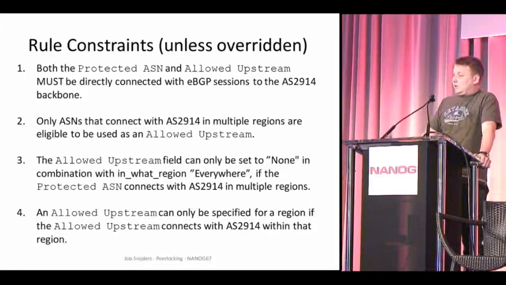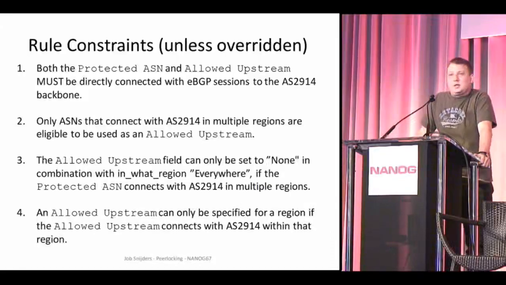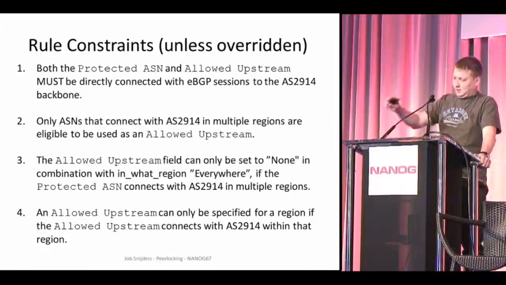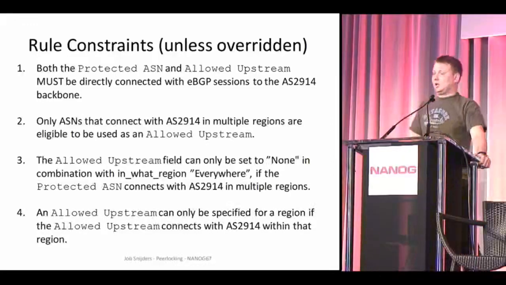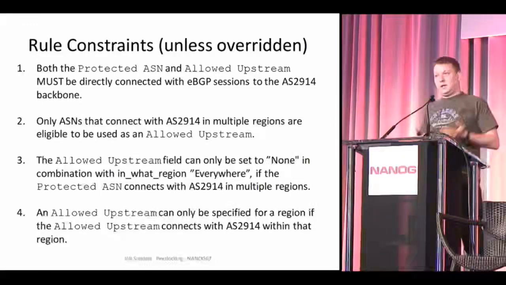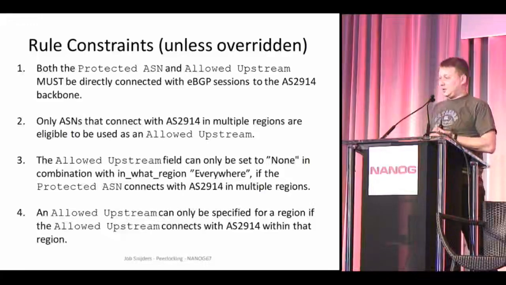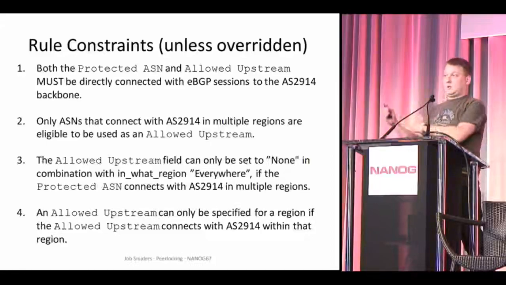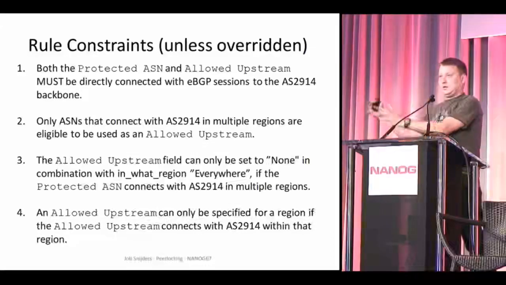And for instance, the last constraint is also one that can easily be overlooked when you're clicking in a web interface and adding new rules. You can only specify that there is an allowed upstream for a region if that allowed upstream actually connects with you in that region. Because if there is no BGP session within that region, then it's weird to whitelist them for a specific region.